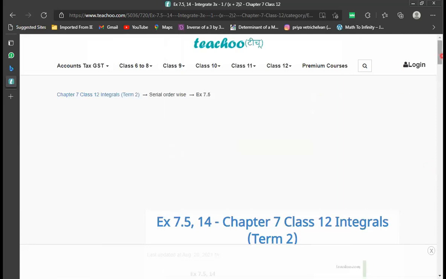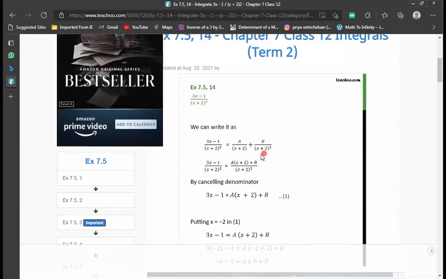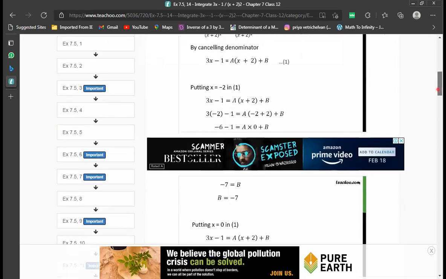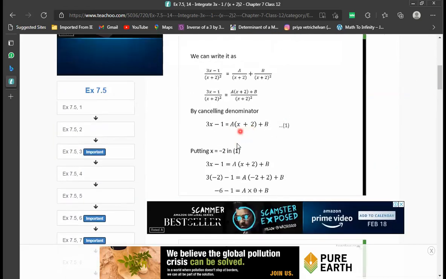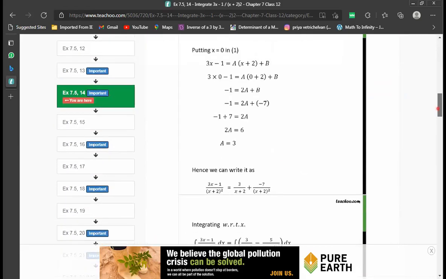x plus 2 the whole square can be written as x plus 2 and x plus 2 the whole square. Do not forget to write x plus 2 the whole square again. So when you take the LCM, we'll be cancelling out the denominator and then equate the numerator. Same. So here you have only one number, which is x plus 2. So you can substitute x as minus 2 and you can make the substitution of x as 0.